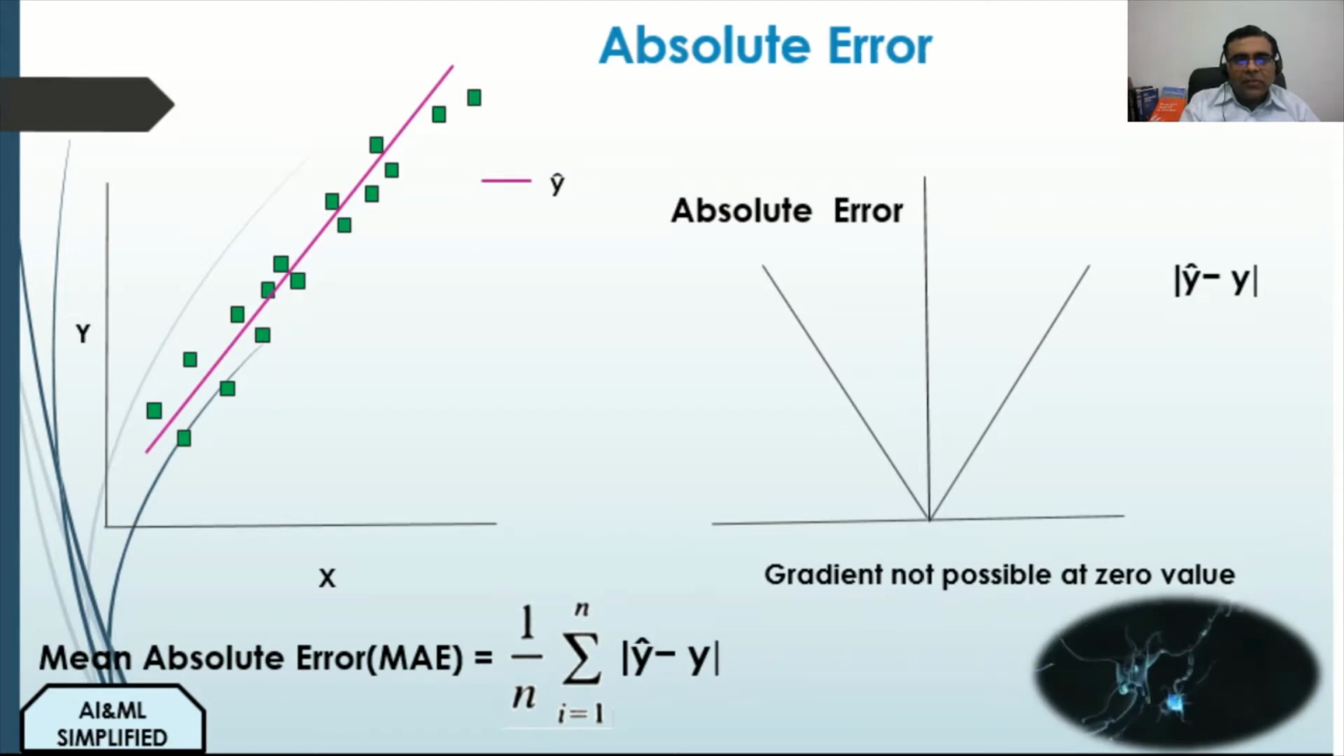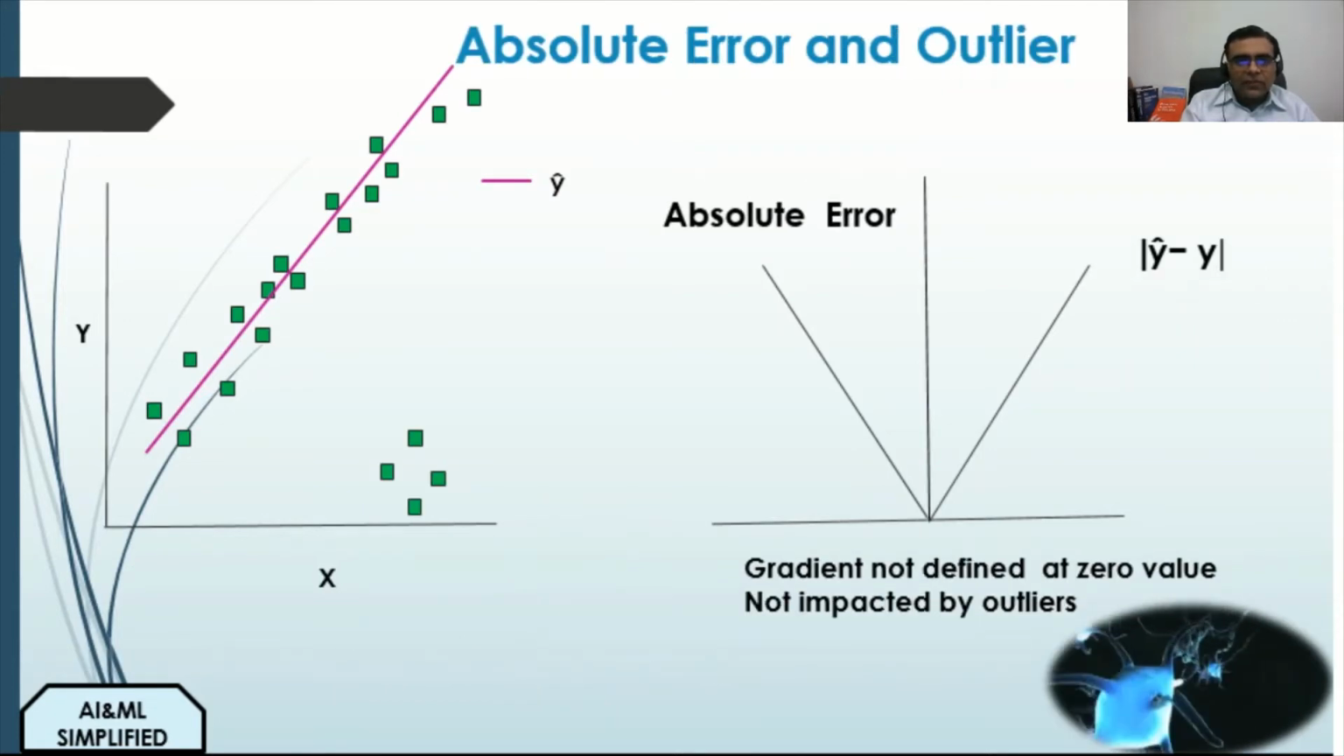So the challenge with this absolute loss function is that the gradient is not defined at a zero value. However, we also have an advantage with respect to the outliers. That is, the outliers will be treated in the same way as any other point in the data set. And let's say if these outliers are not very important and can be discarded, we will get a line of best fit which will cover the rest of the points.